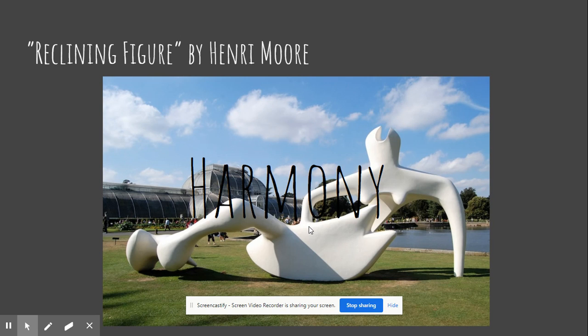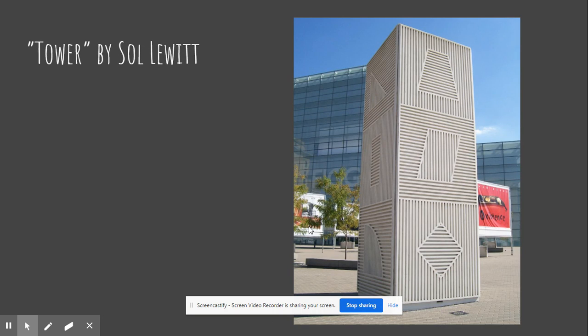So as we keep going through this, I want you to think about what you see when you look at it as compared to what I see, because really, we can see two very different things. I want you to take a moment and look at this sculpture called Tower. And I want you to think about which of the principles of design that you have in front of you you think this shows the most clearly.